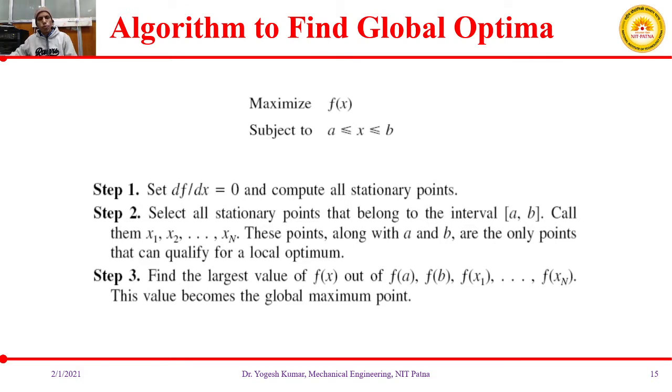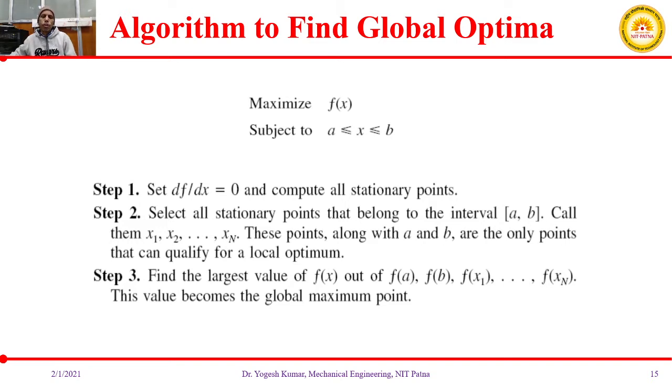So you have to compute the first derivative of your given function equal to 0, and you will get certain values of x by solving df(x)/dx equal to 0. There will be some values of x, maybe 1, 2, 3, there may be n number of points. These points are called stationary points, as we discussed in the previous lecture.